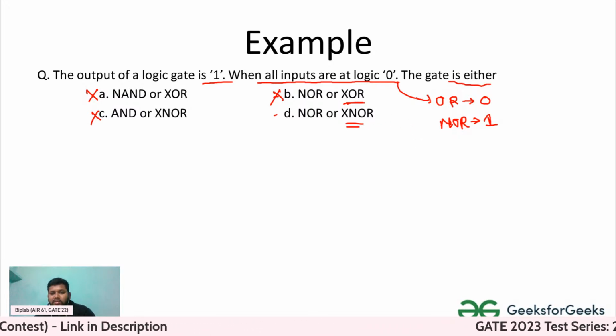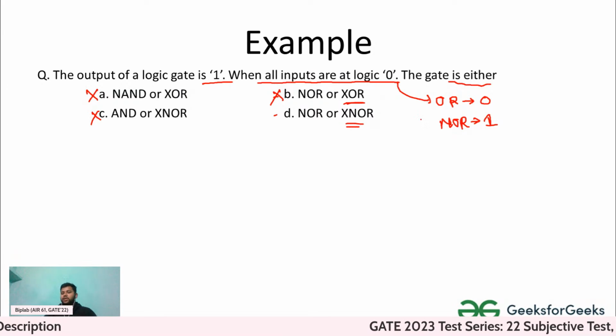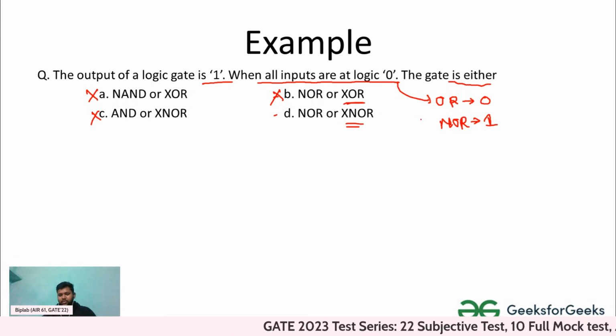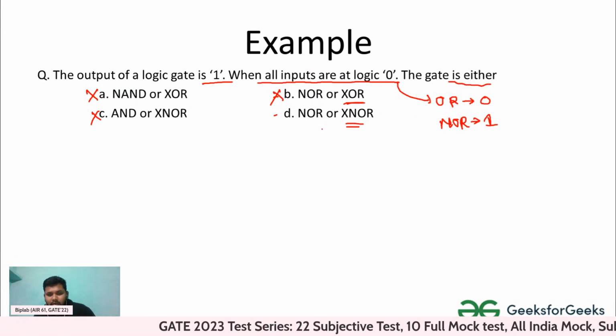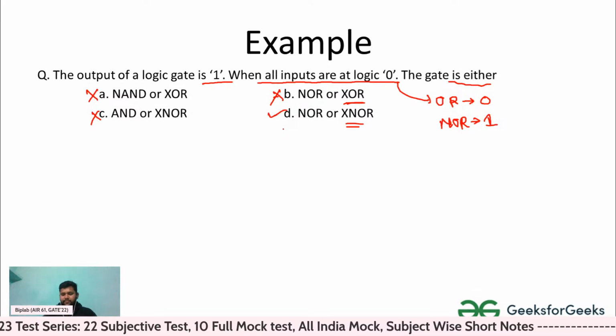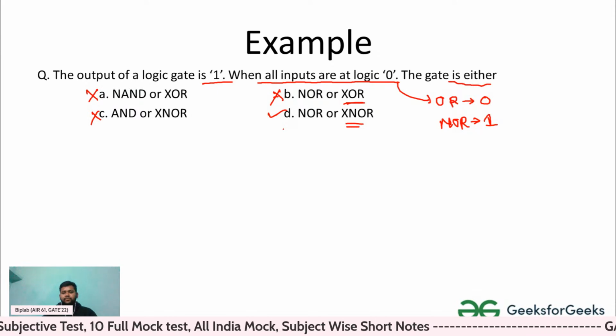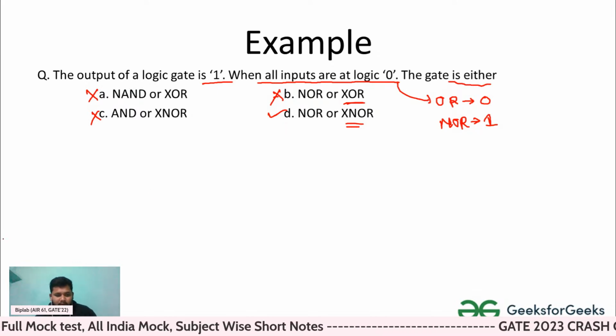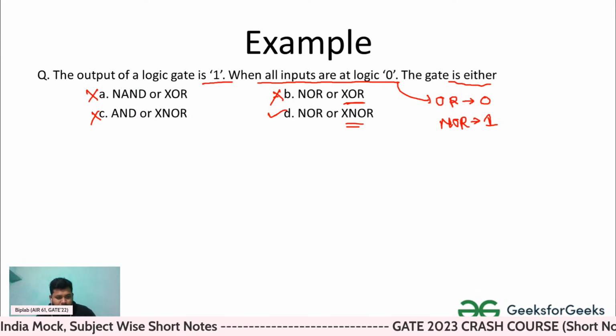When all are 0, the output of the XNOR gate is 1, because you have an even number of ones.